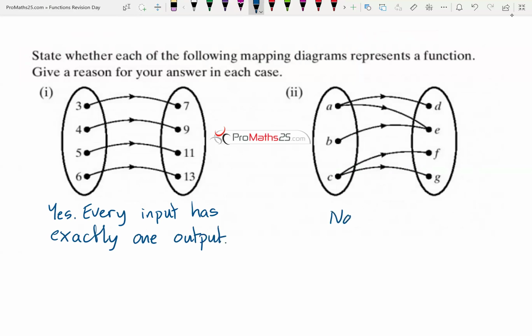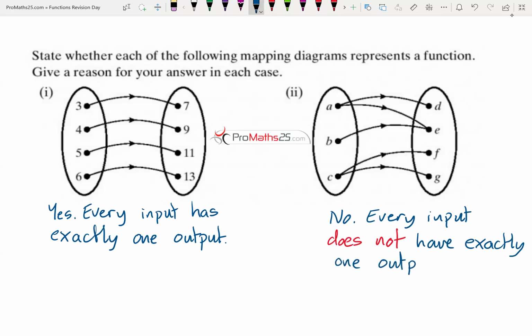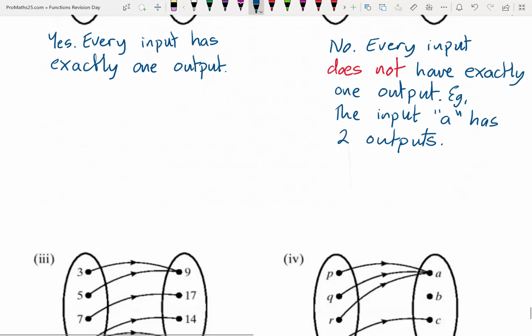Now, what about over here now? Is this a function? No. Why? Because look, every input, and this is the way I want you to start thinking about it, every input does not have exactly one output. And if you're going to say no, maybe give an example. For example, look, the input A has two outputs. And that's kind of unarguable with them, right?